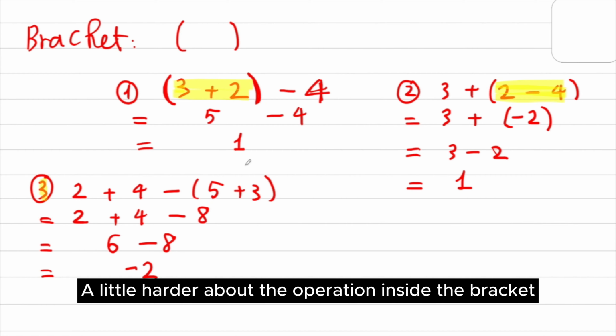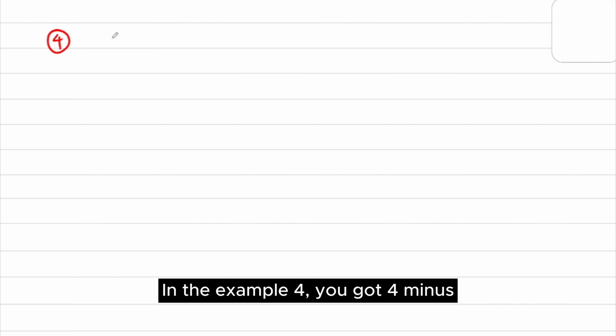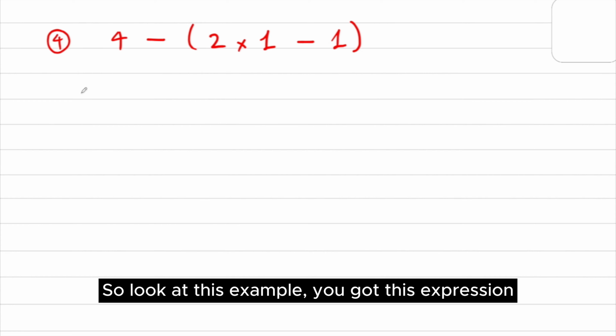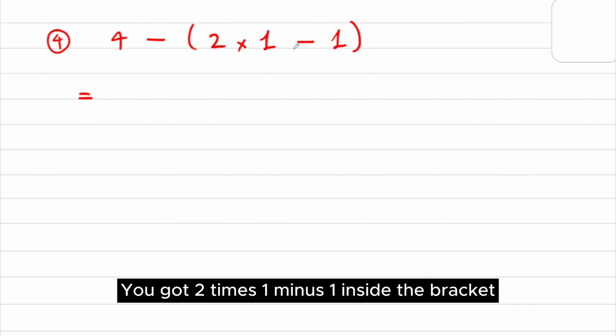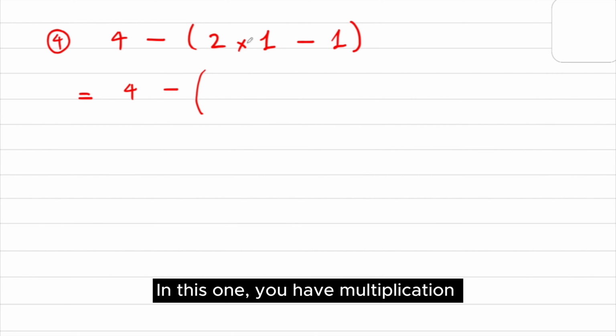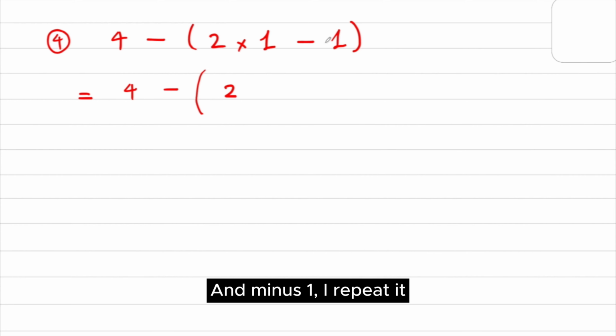A little harder is the operation inside the bracket. You have example 4. In example 4, you have 4 minus, and inside the bracket, you have 2 times 1 minus 1. Look at this example. Inside the bracket is a little complicated operation: 2 times 1 minus 1. In this one, you have multiplication and subtraction. Multiplication has priority, so 2 times 1 is 2. And minus 1, I repeat it, you have 2 minus 1.